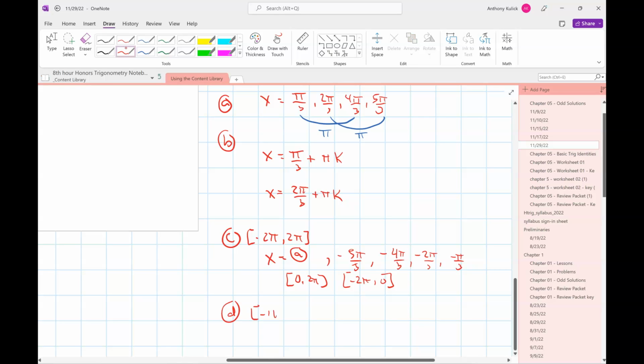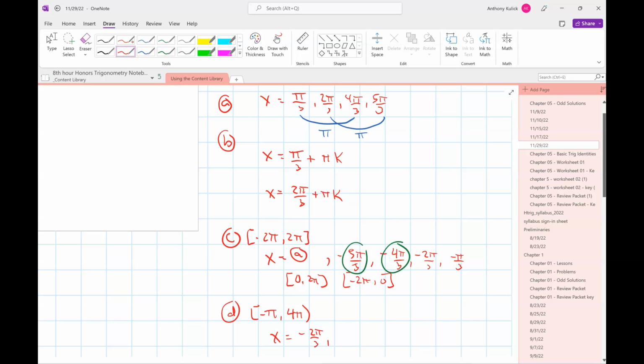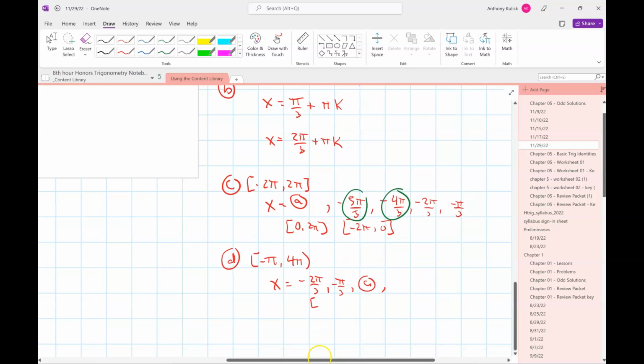D is negative pi to 4 pi. So I wouldn't want those two because they're too small. Those are less than negative pi. But every other answer from C is good. Let me rewrite them. So that's going to give me all the stuff from negative pi to 2 pi.